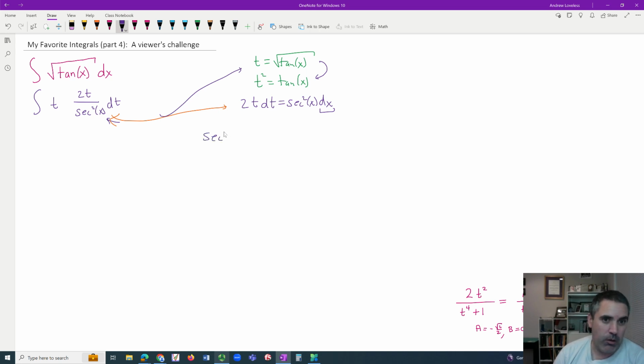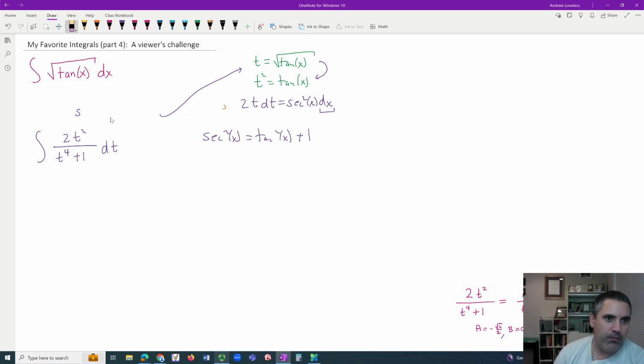And hopefully if you've done our technique, secant squared is tangent squared of x plus 1, and tangent squared would be t to the fourth. So to me, this is a success. We're going to end up with 2t squared, and we're going to end up with t to the fourth plus 1. And the moment I saw that, I was like, okay, that's doable. Probably not pleasant, or else the student wouldn't have asked me that, but that's doable.